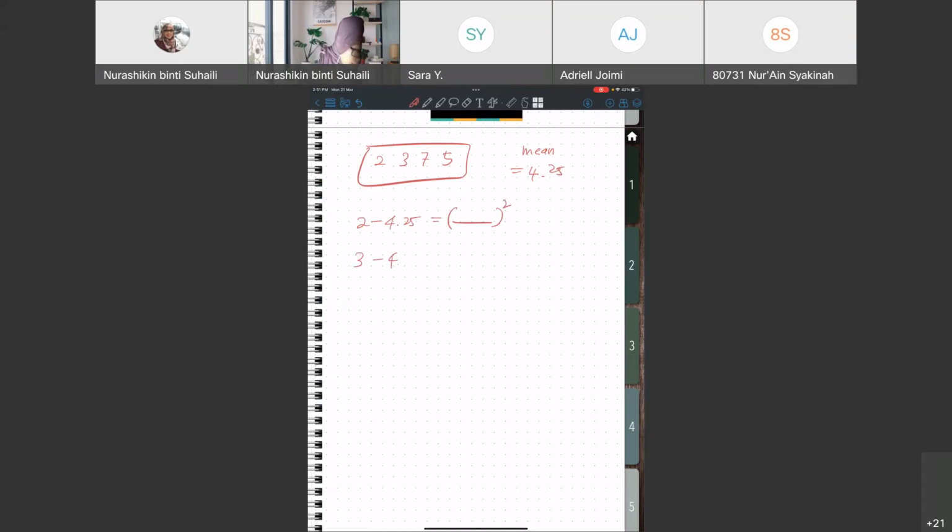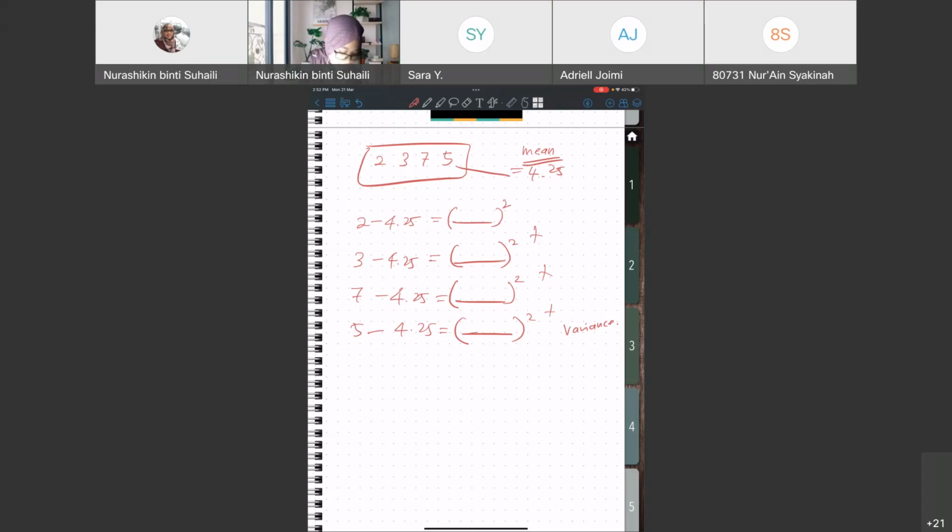3 minus 4.25 equals this. I don't have to look for the answer. 7 minus 4.25, squared, and 5 minus 4.25, squared. Okay, you add these values up and that gives you the variance. That means you want to know how much the data deviates from the mean.